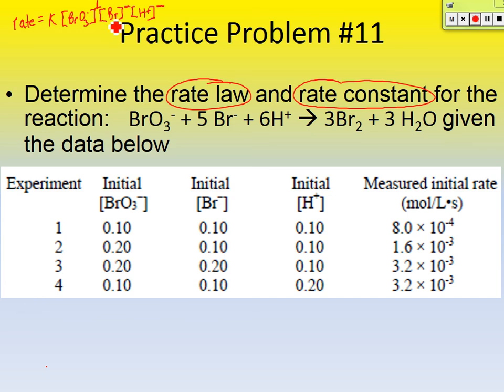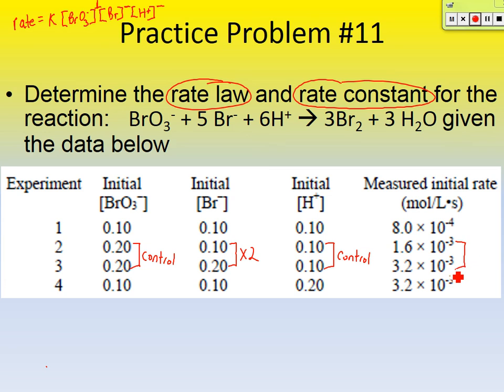So now let's move to Br. Now what we're going to look for on our table is where Br is changing, but where BrO3 and H plus are held constant. Okay, if we look here, Br is changing between 2 and 3, and it's doubling. And H is held constant, and BrO3 is constant. So these are my controls. And now let's look at how the rate has changed.